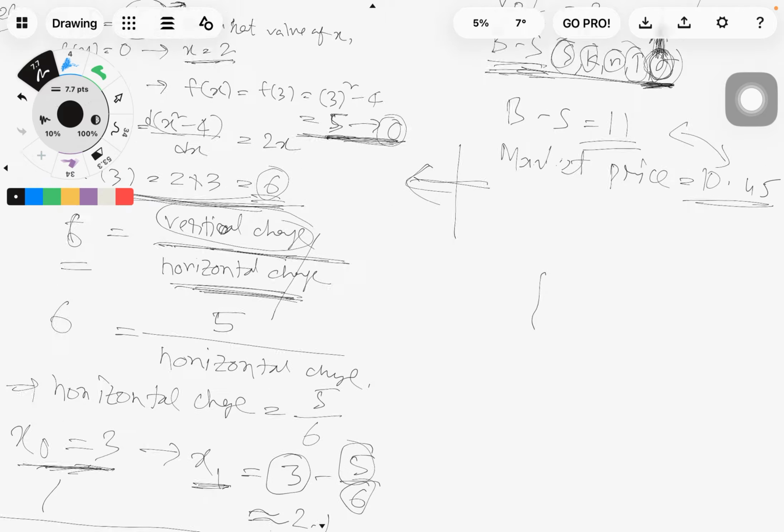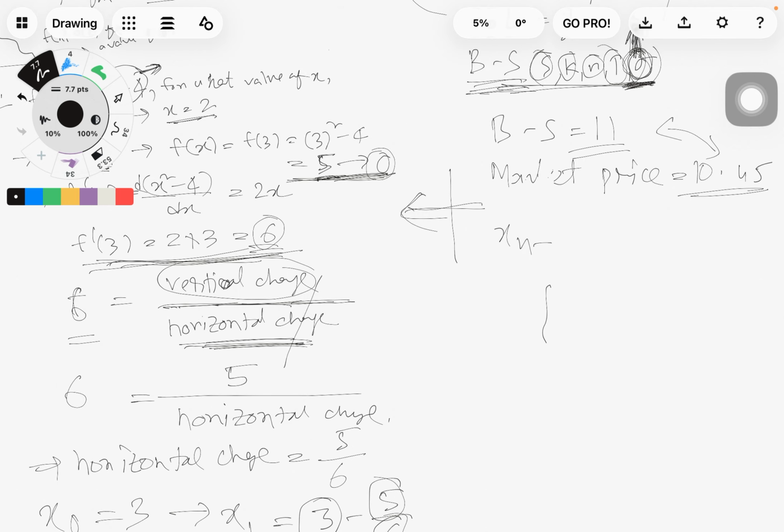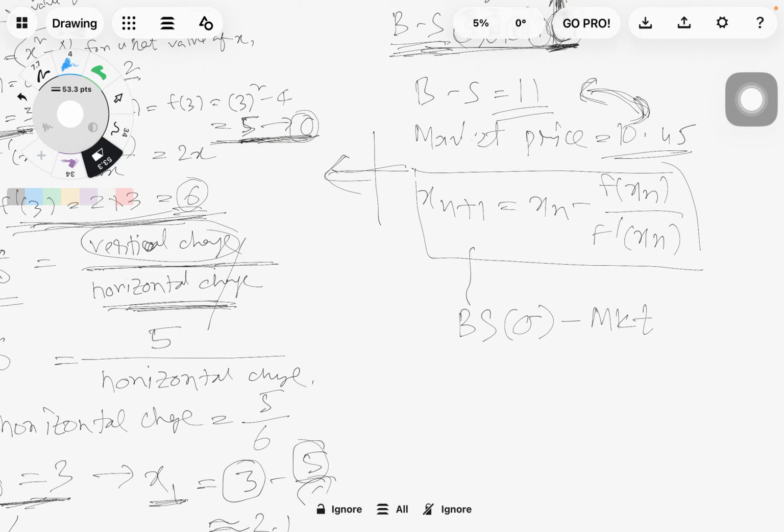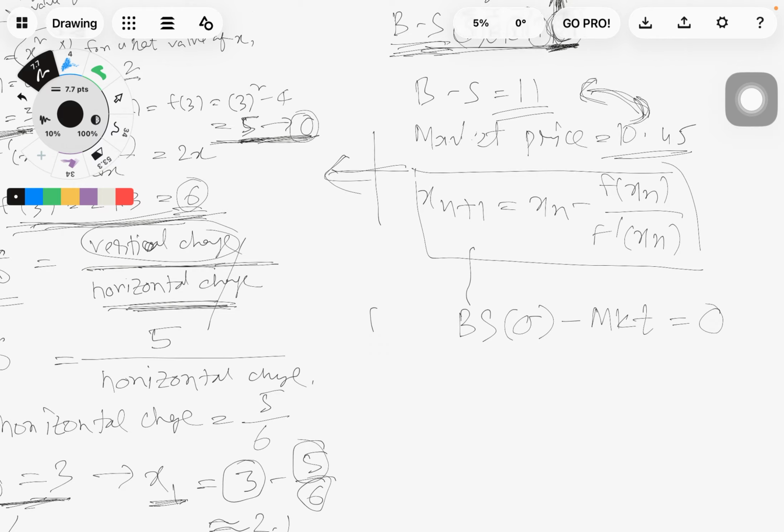Now let's look at the formula we have already deduced, x(n+1) = x(n) - f(x_n) / f'(x_n), and try to modify it to find the implied volatility, which makes the Black-Scholes price converge with the market price. How do you do it? We need the Black-Scholes price based on an assumed volatility, and the market price. We don't need this sigma, by the way. We need the difference between both of these values to become 0. So that's our function, right?